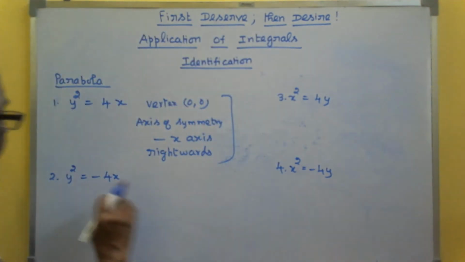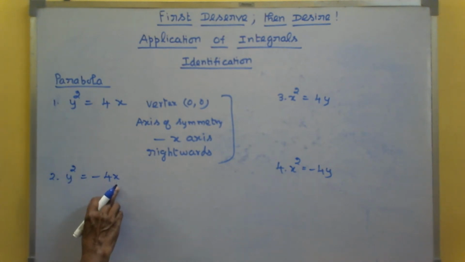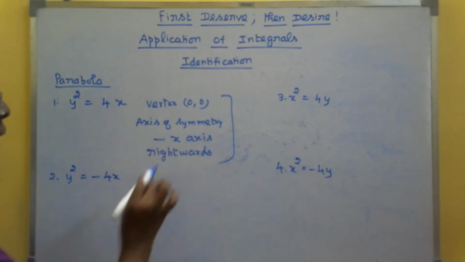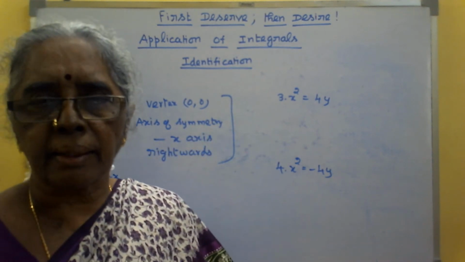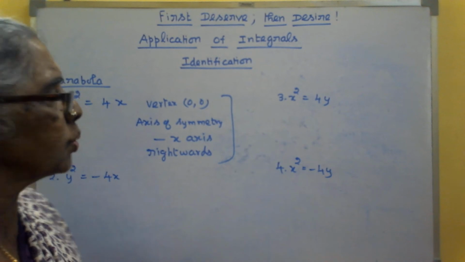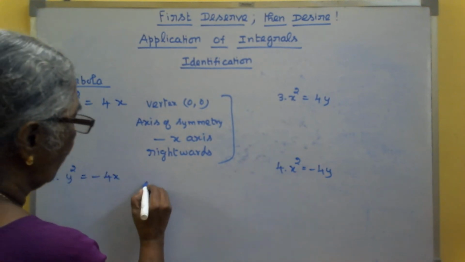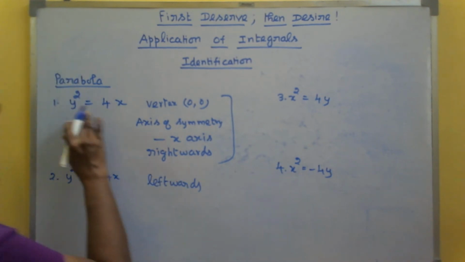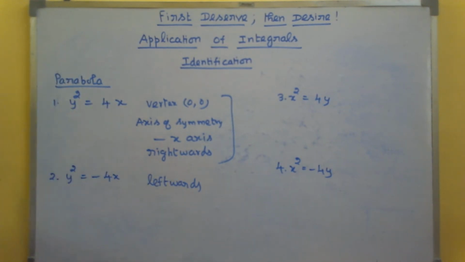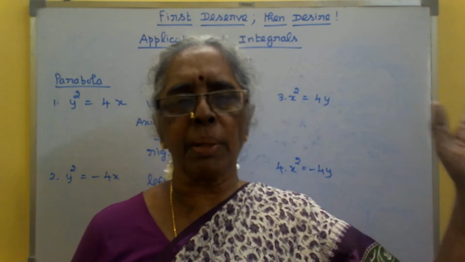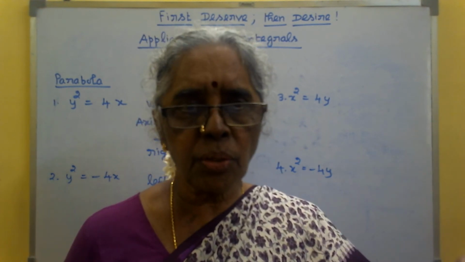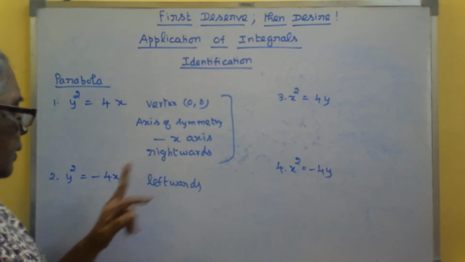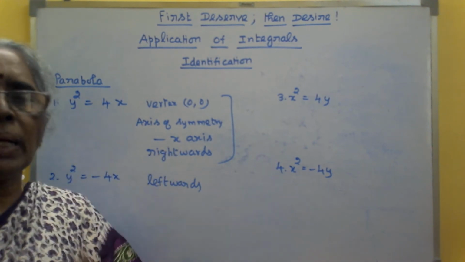Now, if you consider y squared is equal to minus 4x, the vertex is 0, 0, and the axis of symmetry is the x-axis, no change in that. Those two will hold good for this also. The only difference is that this will open leftwards. So when you consider y squared, the vertex is going to be 0, 0 and the axis of symmetry is going to be the x-axis. If it is positive, it will open rightwards. If there is a negation, it will open leftwards.